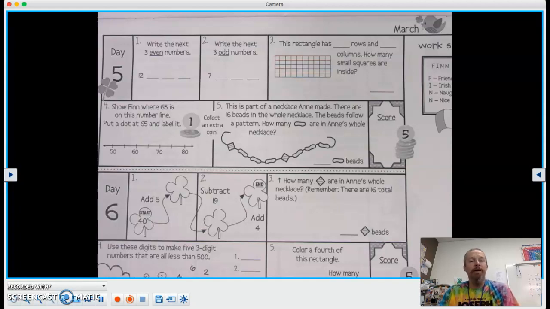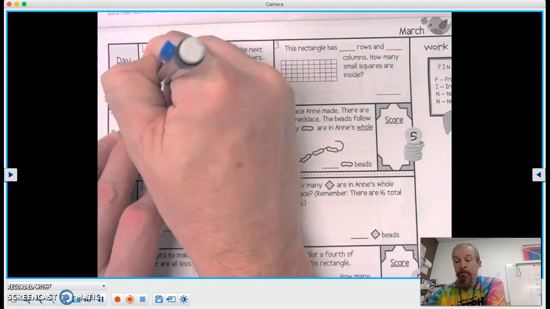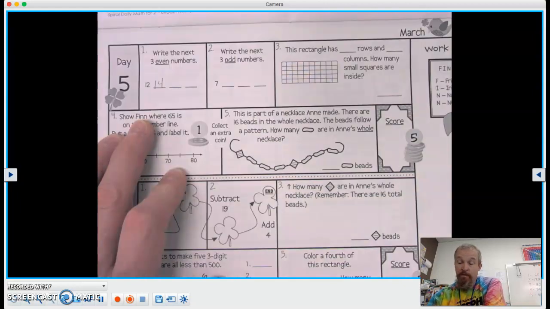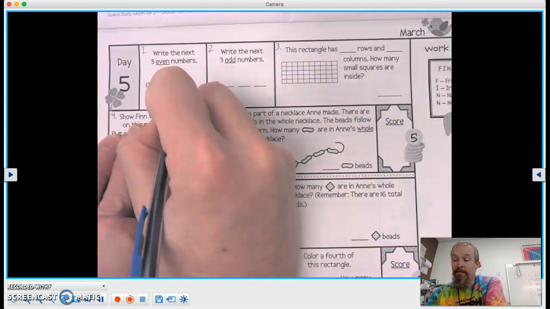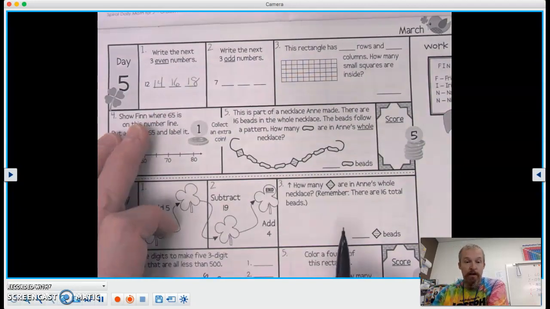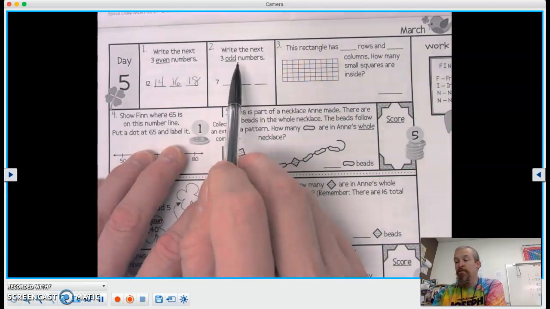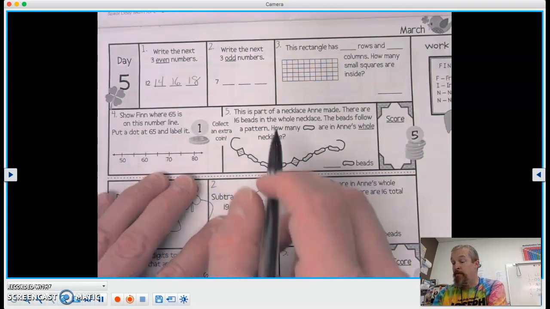Number 1 says, write the next 3 even numbers. Well, starting at 12, 14, 16, 18. They're all even, right? Every other number. 2, 4, 6, 8. Okay, number 2 says, write the next 3 odd numbers.